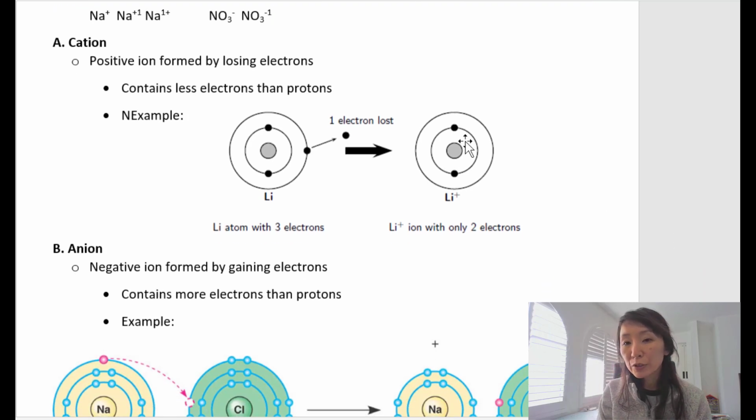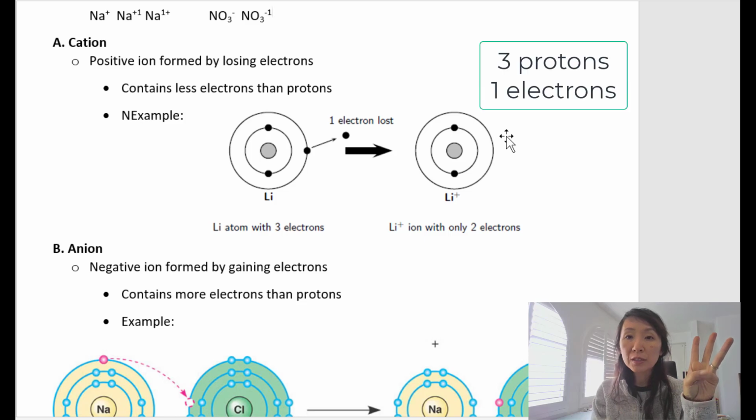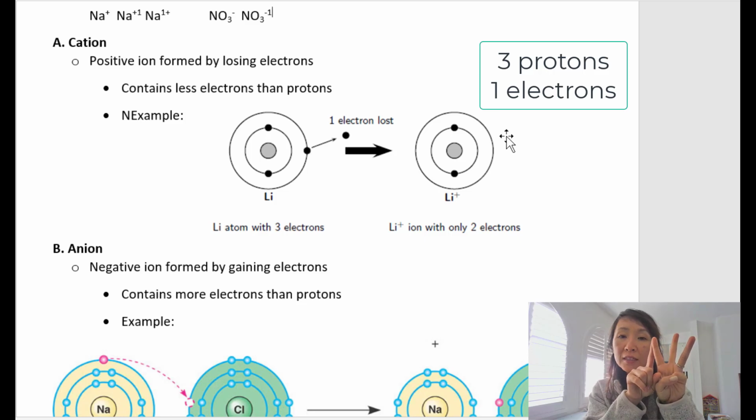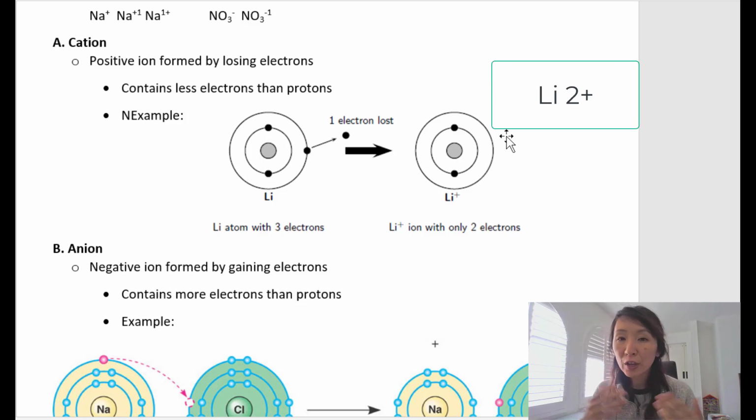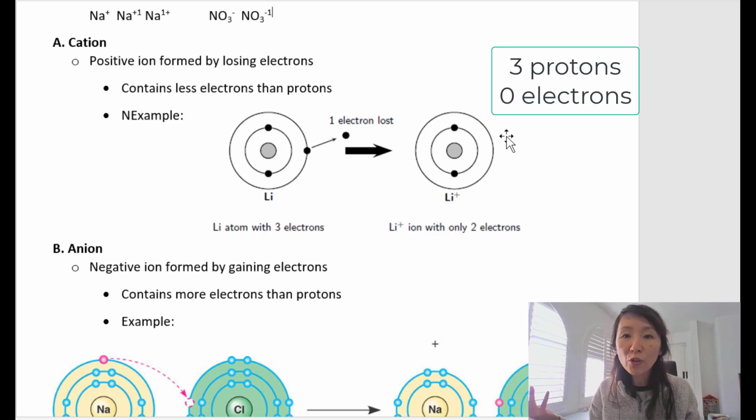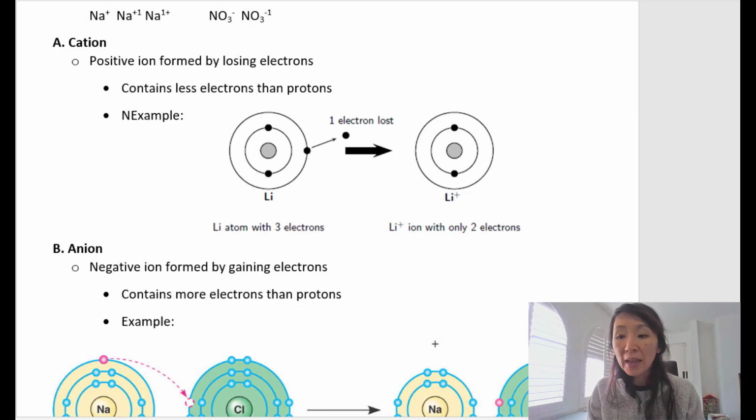If I were to lose another electron, then there will be 3 protons and 1 electron. So one of the protons will cancel out with one of the electrons, and then you'll be left with 2 positives. So that would be a lithium 2 plus. Can you get rid of all of the electrons? Sure, if you get rid of all of the electrons and only 3 protons remain, that gives a charge of plus 3.